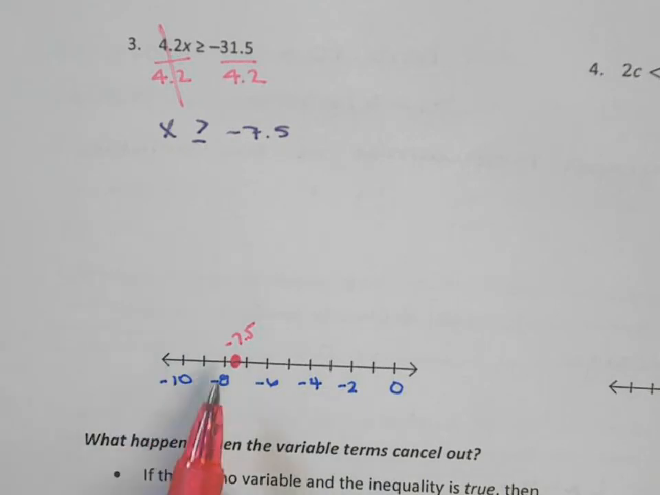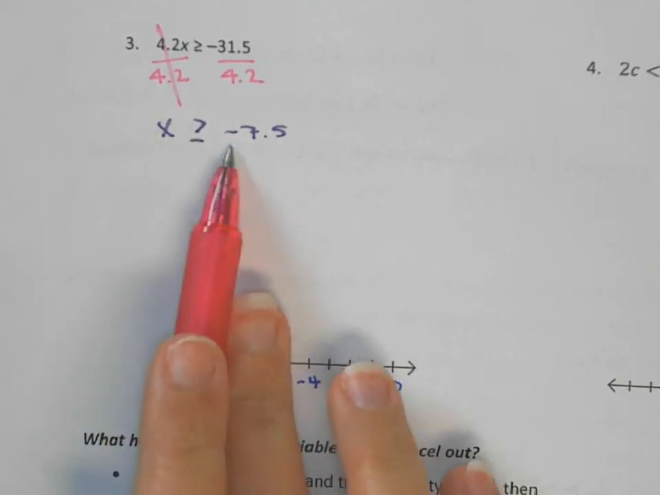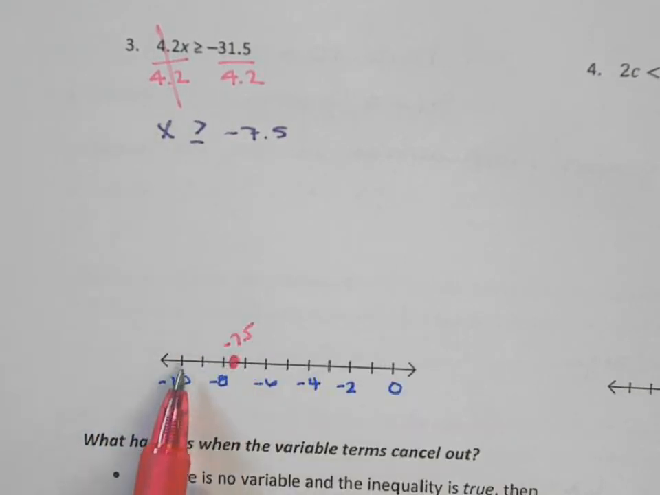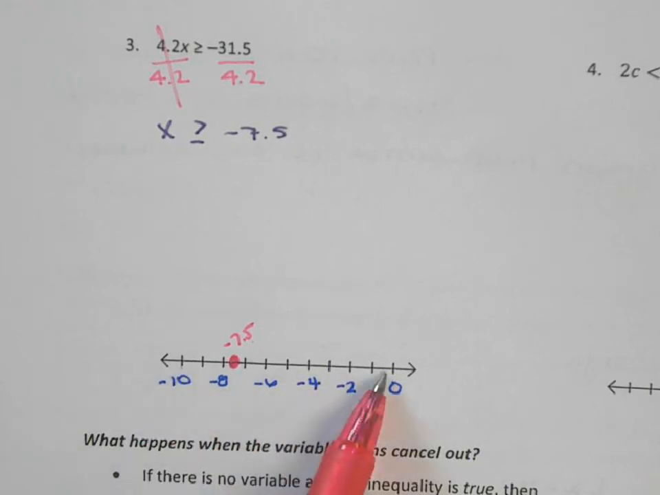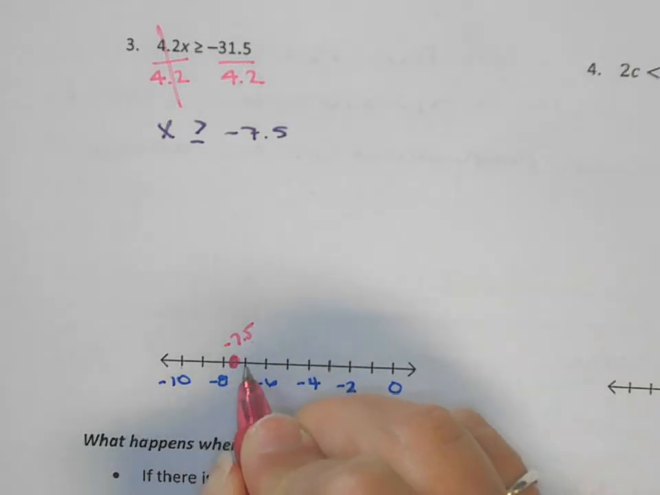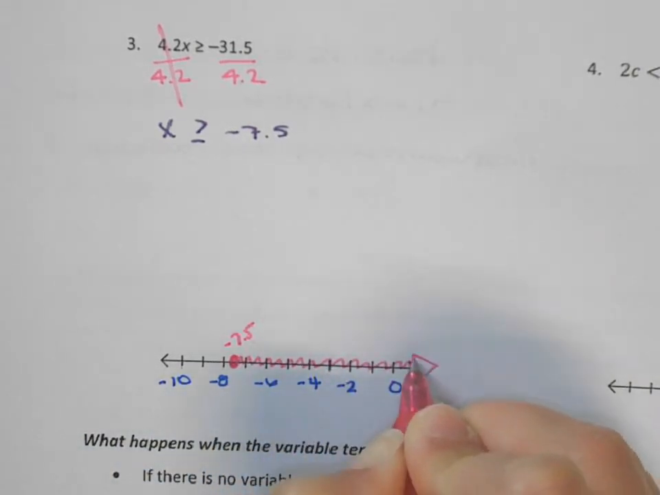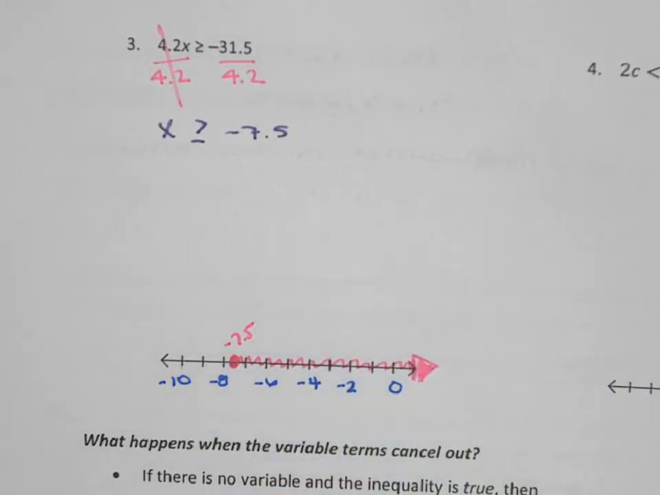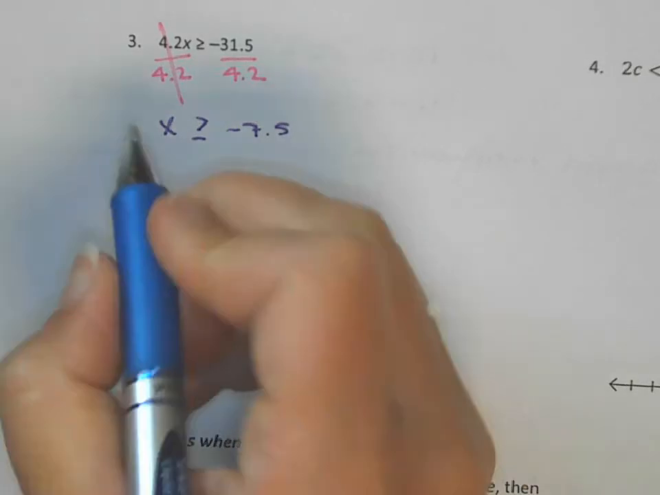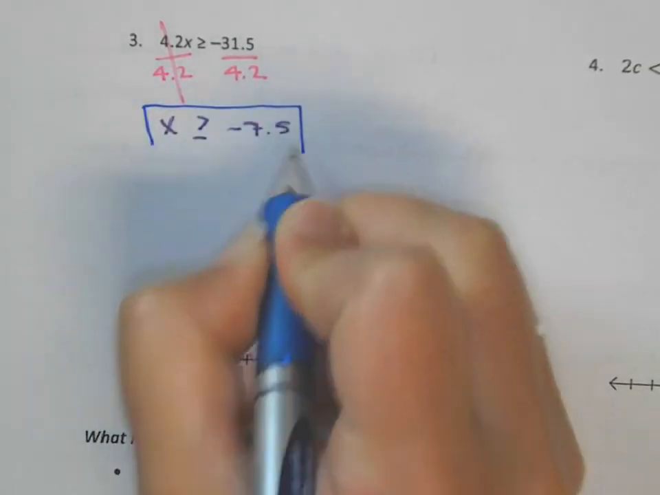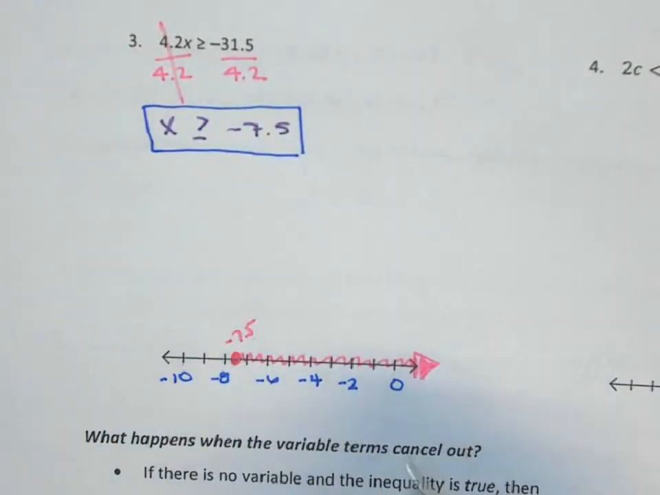If it says x is greater than or equal to negative 7.5, am I going to shade towards this negative 10, or am I going to shade towards 0? Towards the 0. And there we go. This is how you write your solution. And that's how you write your graph.